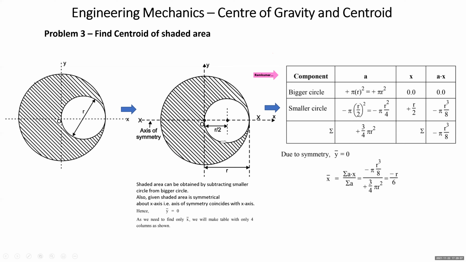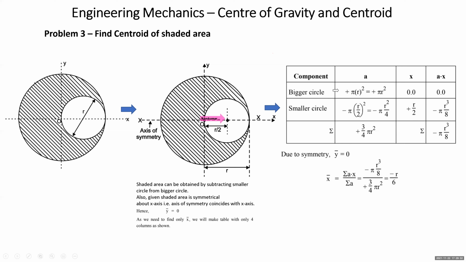Now we take the bigger circle. Now we can mark the centroid of each circle. Centroid of the bigger circle will be coinciding with the origin. So that means the coordinates of its centroid will be 0, 0 only. Centroid of the smaller circle will be here. The smaller circle is of diameter r, so its radius is r by 2.